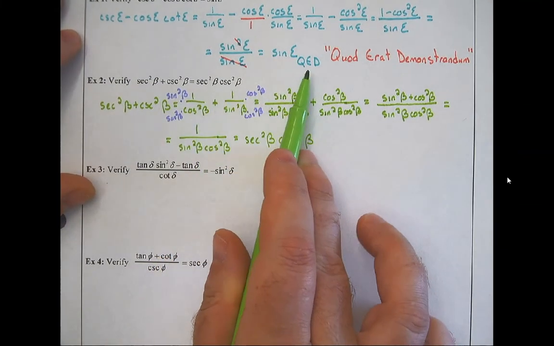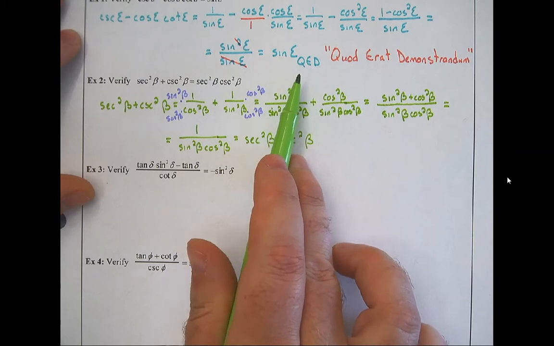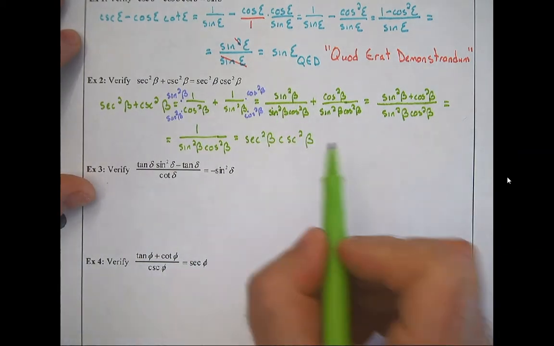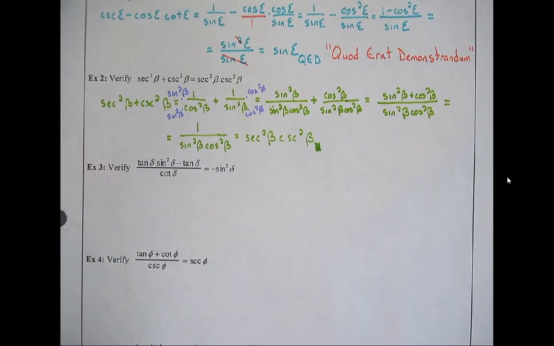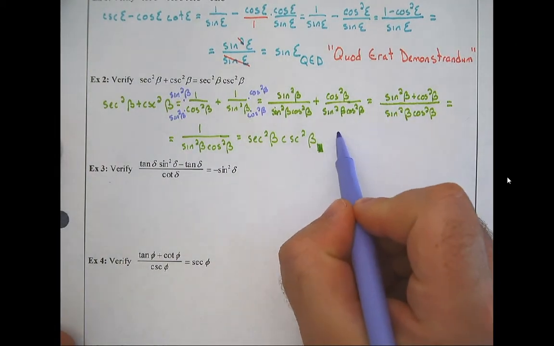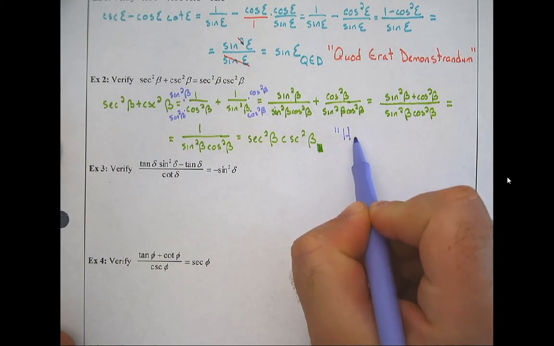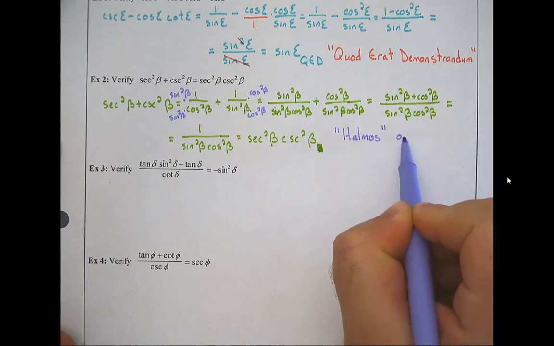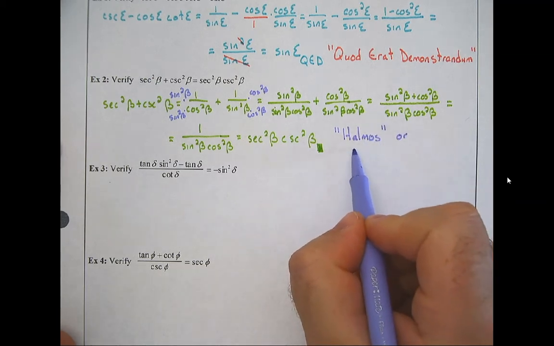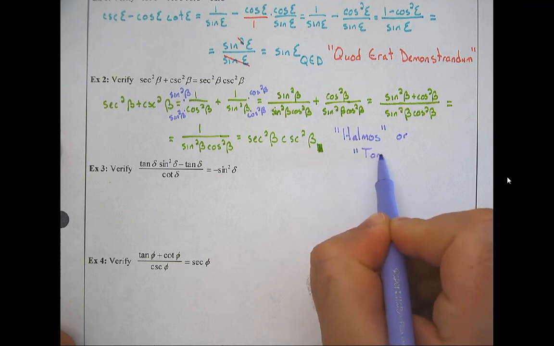So the other option, I'm going to use QEDs most of the time, but the other option is to draw a little rectangle like this. That's kind of like a period. It means that my proof is over. It has 2 names. It's called a Halmos, or the one I like better, it's also called a tombstone.